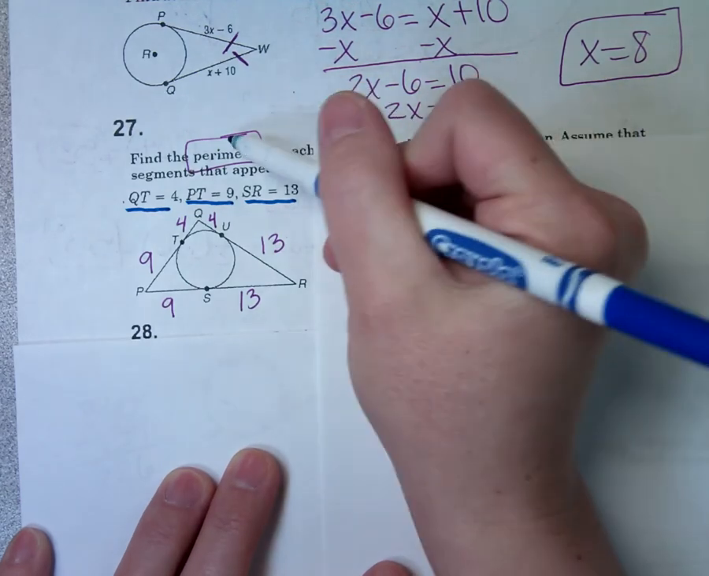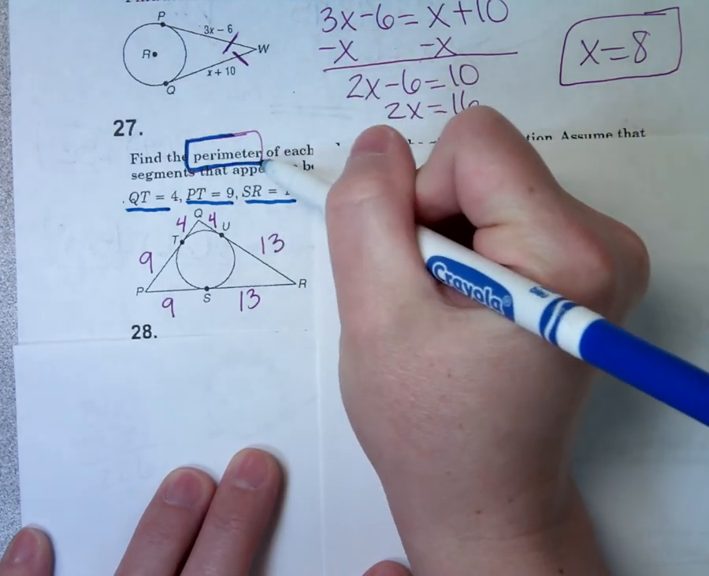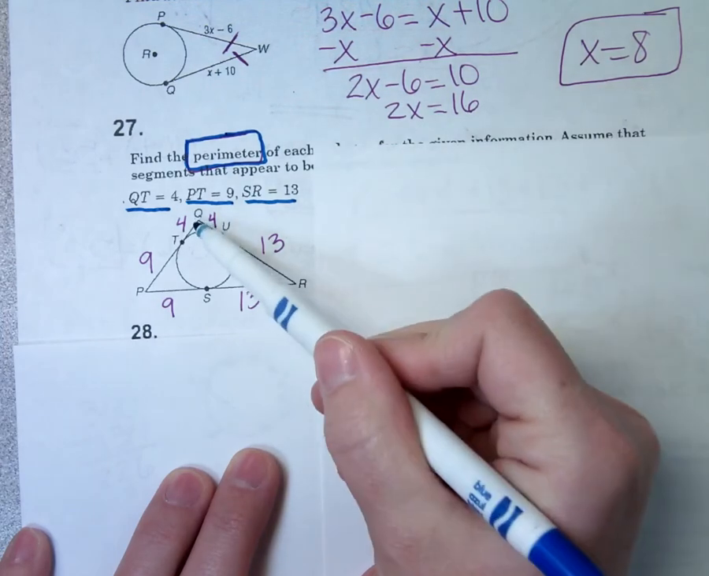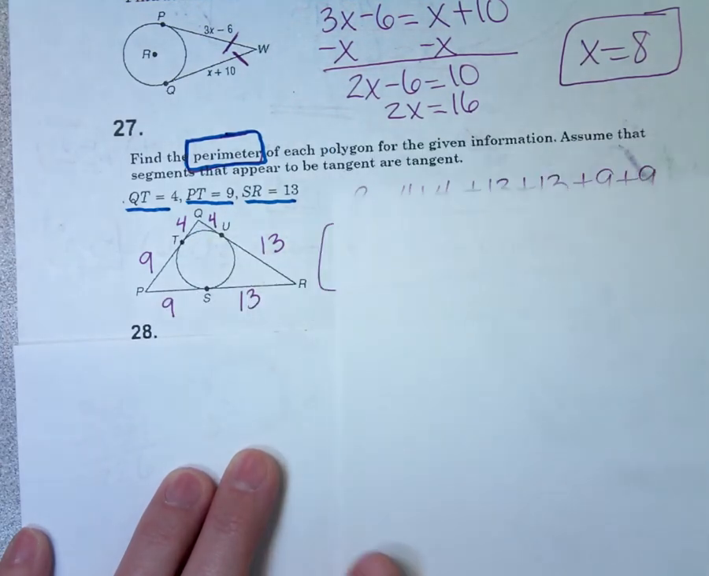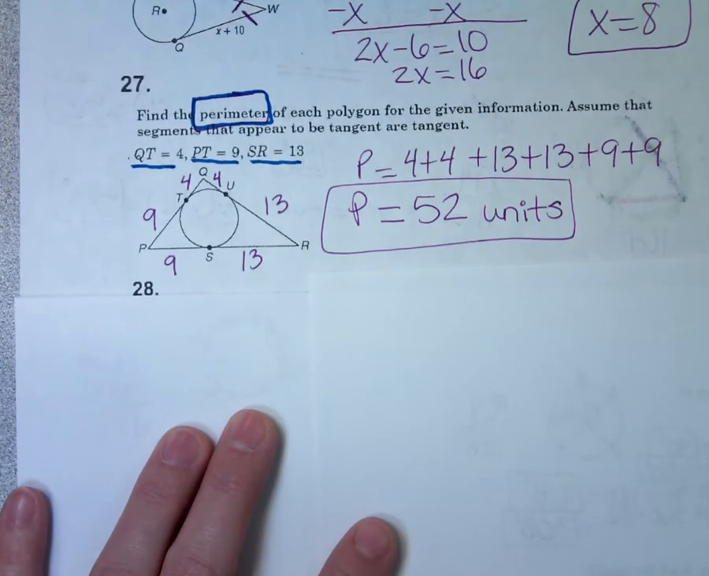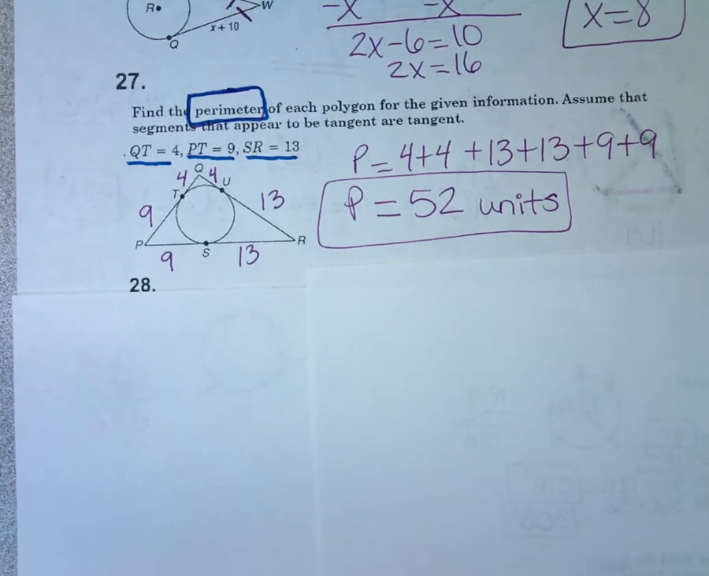And then this wanted me to find perimeter. So perimeter is the distance around an object, so it's 4 plus 9 plus 9 plus 13 plus 13 plus 4. And when I add that up, I get 52. Easy peasy, lemon squeezy.